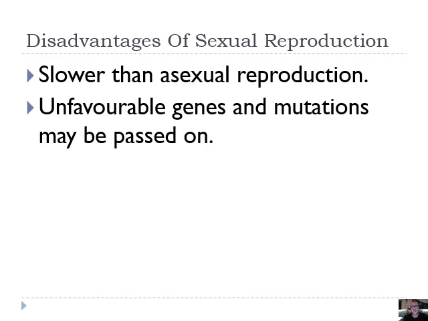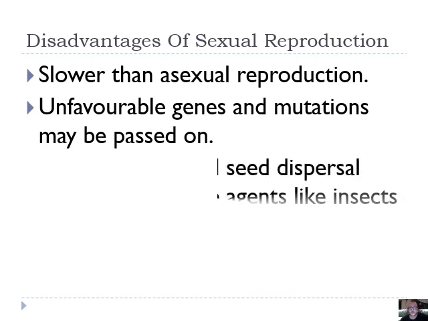So unfavorable genes and mutations may be passed on. Even though we're saying the clones might not be able to survive and there are bad genes that are passed on, it's even worse when the pollen from a damaged plant, or a plant that has bad genetics, fuses with ovules, or even the ovules could have bad genetics, and that causes plants to not survive particularly well.